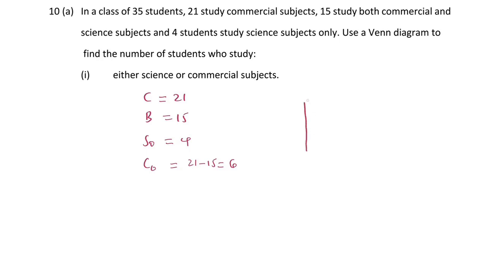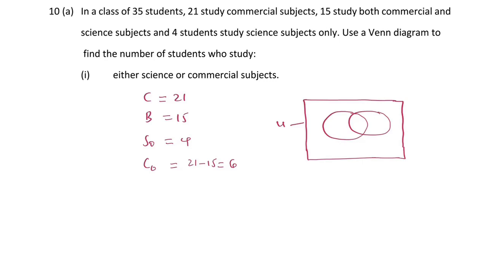Okay, so we are going to draw the box for our universal set. Then we have 2 circles. This one is for commercial and this one is for science. And here are those who are studying both subjects. Okay, so let us now fill in the values we have. For commercial, here is 6 students. For both, this is 15 students. And for science, this is 4 students.